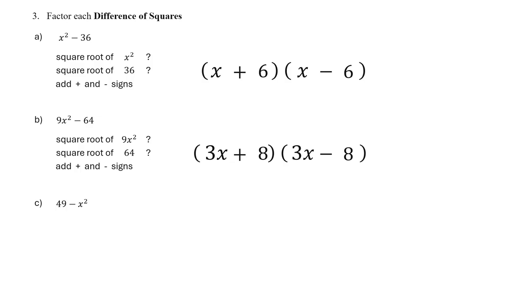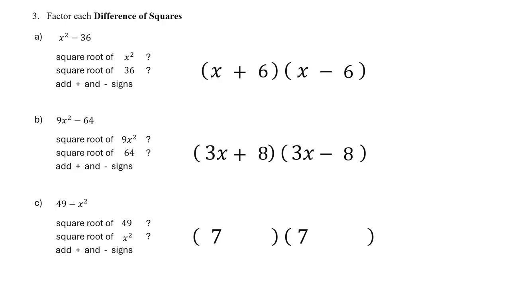In question C, we look for the square root of 49, and that happens to be 7. So we'll write that in. What's the square root of x squared? Well, that is x. So we'll write that in. And then we'll write our positive and negative signs. And there's our factored form.